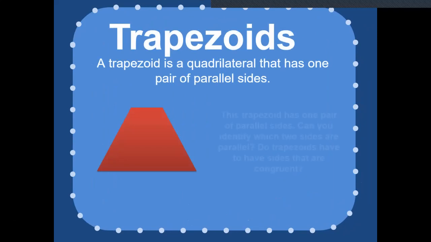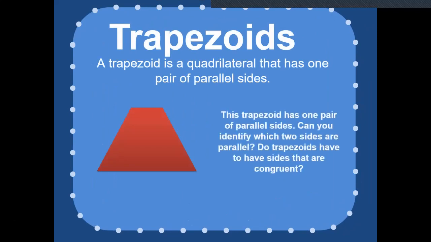Trapezoids. A trapezoid is a quadrilateral that has 1 pair of parallel sides. And on this one, it's the top and the bottom. If I kept going, they would never cross. Well, what about this side? If I kept going with this one and I kept going with this one, would they cross? Watch this as I go up. If that line kept going like that and that line kept going like that, would they cross over?